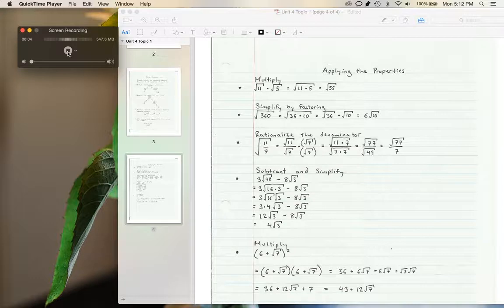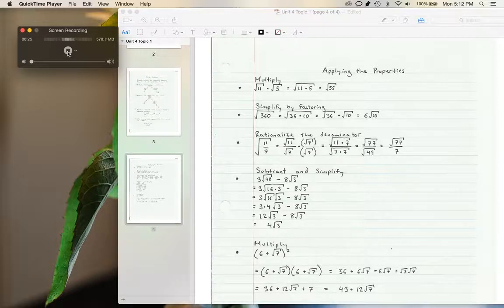So I realized we moved very quickly through the properties of radical expressions because they are inherited from the properties of exponents. But I do want to show you some examples of how we can apply these properties to the types of problems that you will see in your assignment and your Tech for Learning quiz.